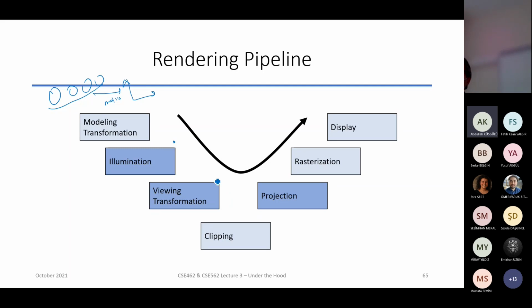And then the third part is the viewing transformation. This is where your camera is going to be. Your camera is going to be defined by its location, its viewing angle, and also the field of view. And for the field of view we have a certain parameterization as well. And then the fourth step is going to be clipping.